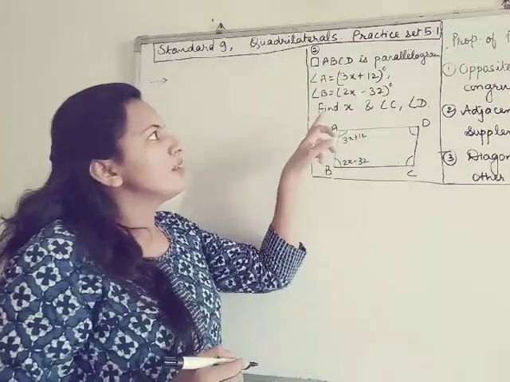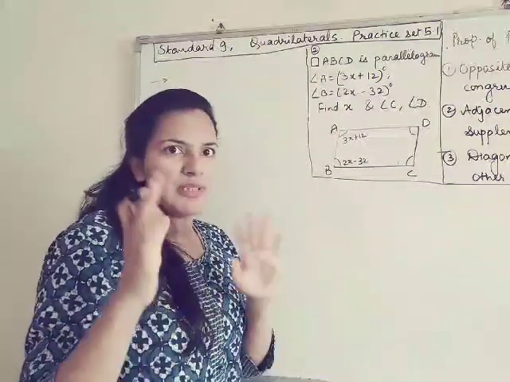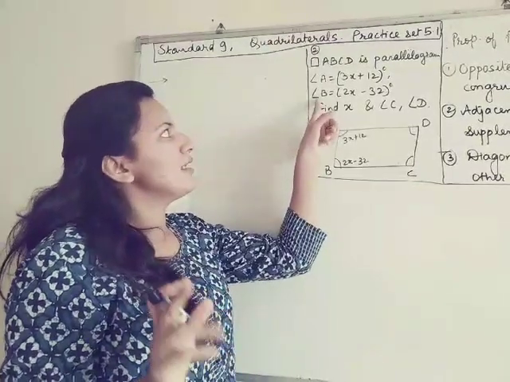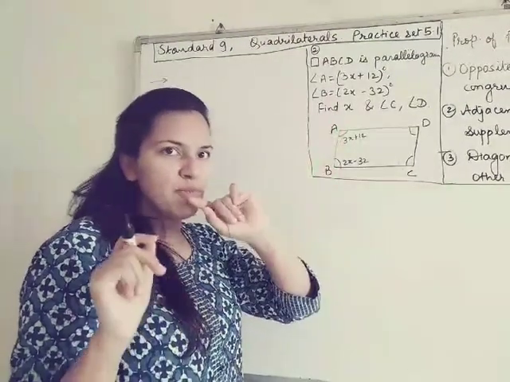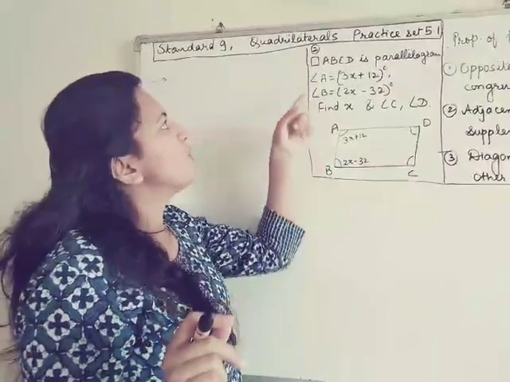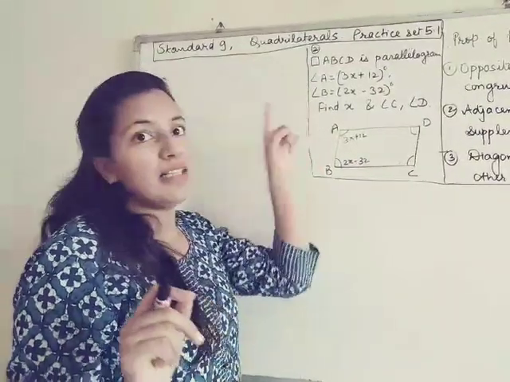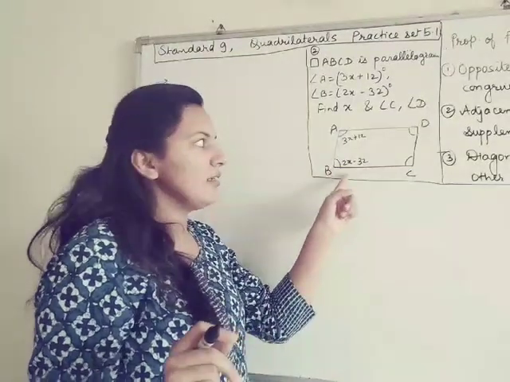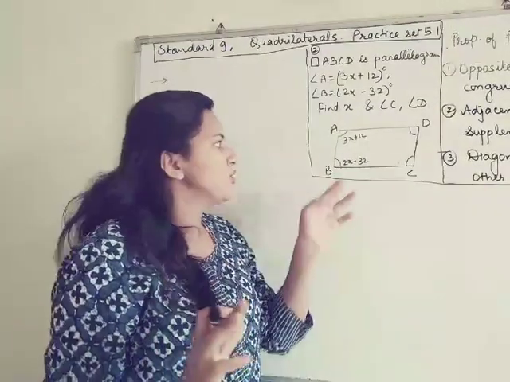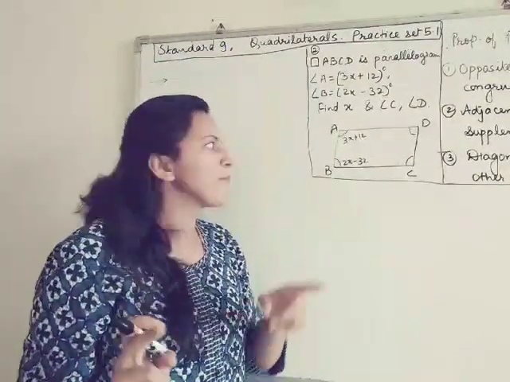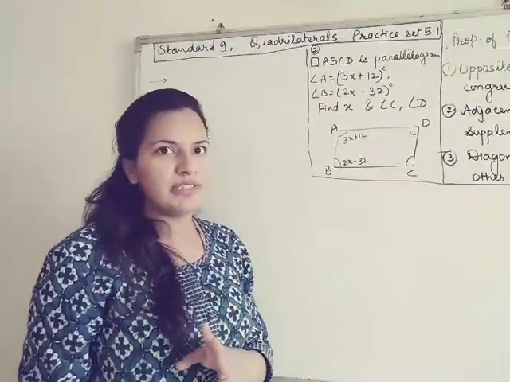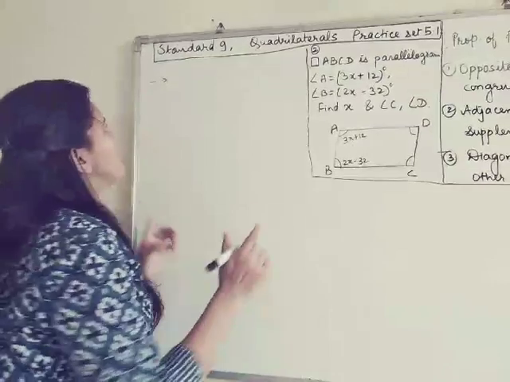See, don't remember what will be the first step. From the problem itself, you can understand what will be the first step and which property you are going to use. So angle A and angle B are given. From the diagram you can see angle A and angle B are adjacent angles. So what is the property of a parallelogram? The adjacent angles of a parallelogram are supplementary. So that will be our first step.